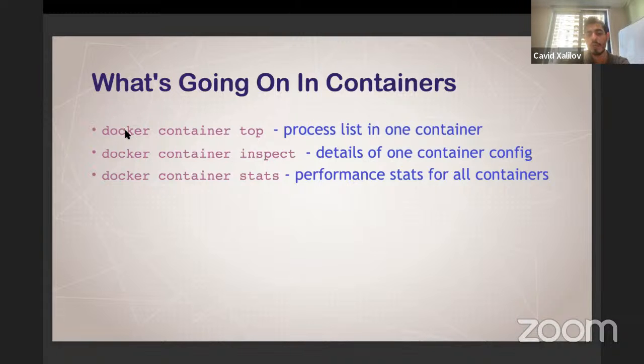Docker container top is a process list. It shows what's happening inside the Ubuntu process of the container. Docker container inspect returns the configuration details of the container, and docker container stats will return the performance statistics. So how much RAM, how much CPU load our container has, okay?